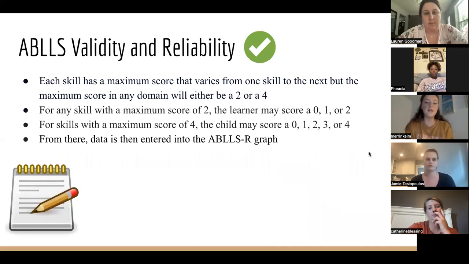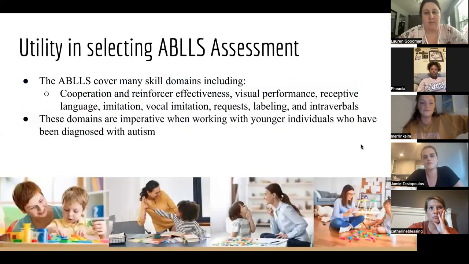So, ABLES validity and reliability. Each skill has a maximum score that varies from one skill to the next, but the maximum score in any domain will either be a 2 or a 4. So for any skill with a maximum score of 2, the learner may score a 0, a 1, or a 2. For skills with a maximum score of 4, the child may score a 0, 1, 2, 3, or 4. From there, the data is then entered into the ABLES-R graph.